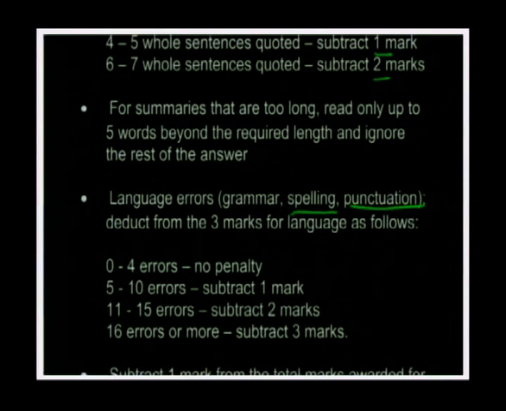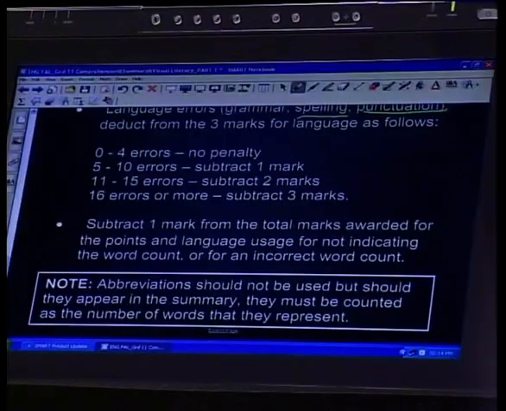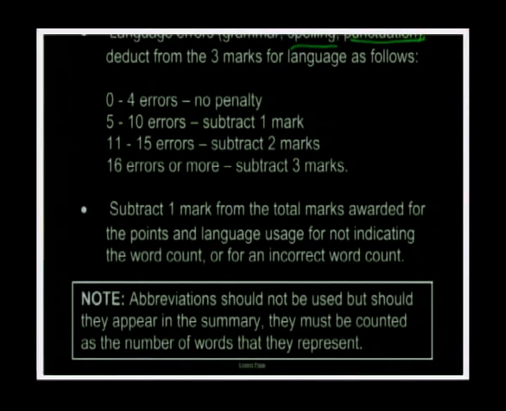If it's between 11 and 15 errors, then 2 marks would be subtracted. And if it's 16 errors or more, I hope nobody is going to be in that category, 3 marks would be subtracted. So it simply means you get 0 for the language aspect. So please make sure that your language is absolutely correct. Now, what if you don't write the number of words that you've used? Or if you write the incorrect number? Here again, 1 mark will be subtracted.